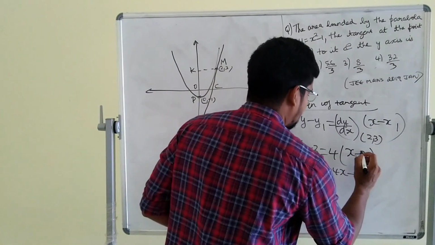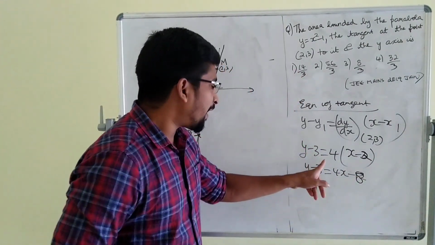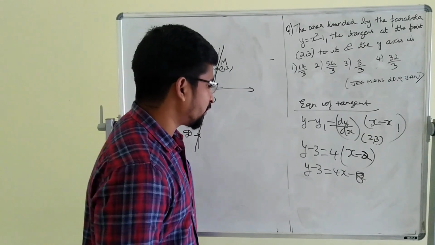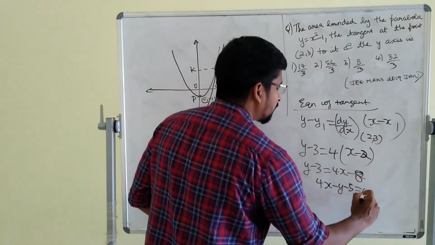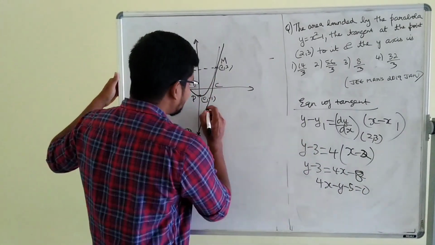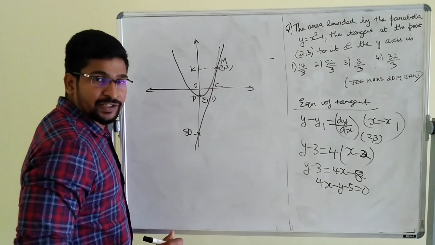Here x1 is actually 2, so it is x minus 2. You will get y minus 3 is equal to 4 into x minus 2, that is 4x minus 8, that is 4x minus y minus 5 equal to 0. This will be the equation of this line. So the line MD, which is a tangent, is 4x minus y minus 5 equal to 0.